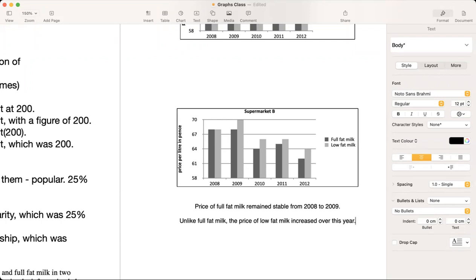Example is clear for everyone? Full fat का क्या हुआ? Stable था. पहले वो लिखा. फिर unlike full fat, price of low fat increased over time. Is it clear? That's how you use it. Over this year meaning इसी साल में, between 2008 and 2009, over this 1 year. So we are comparing between these 2 years only.